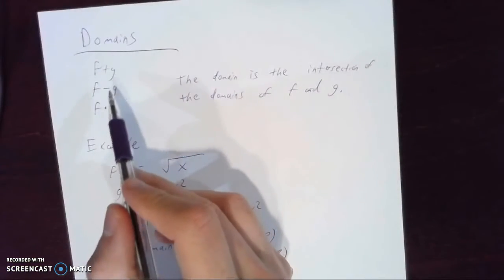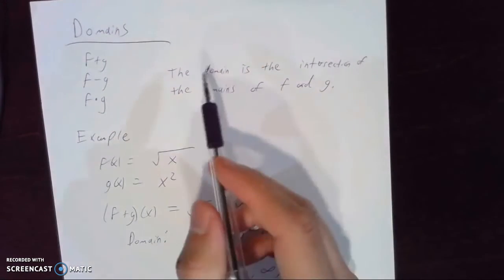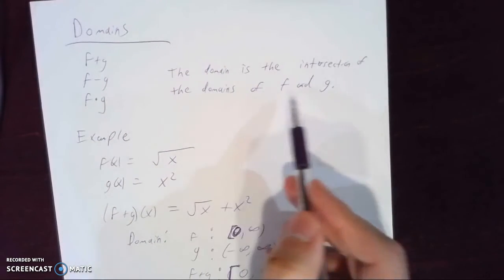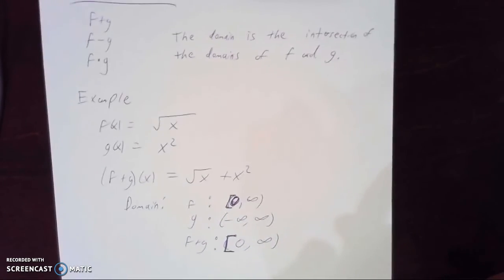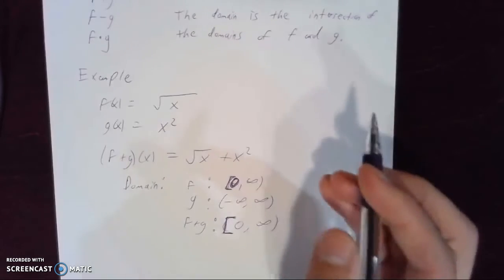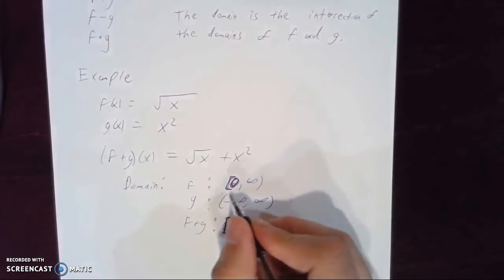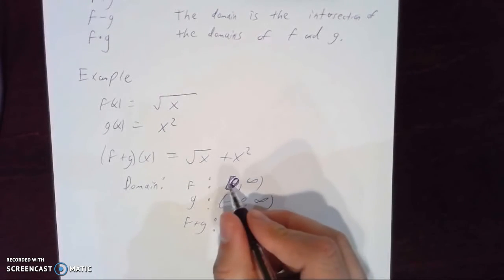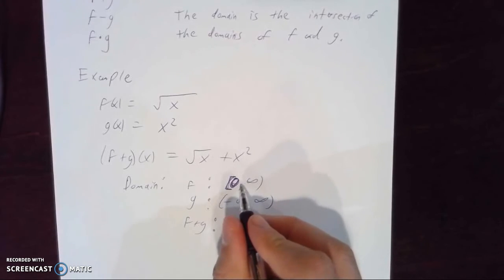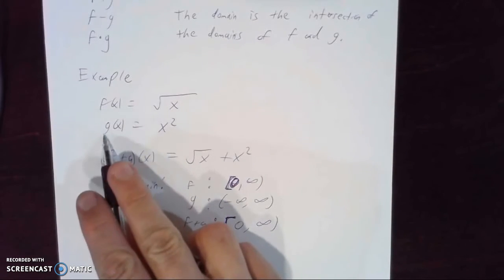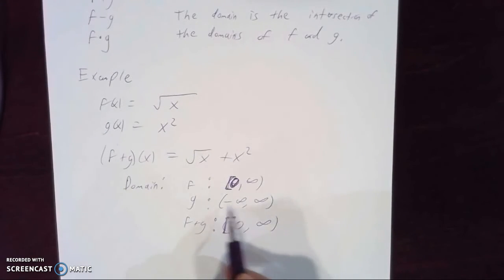Now let's talk about domains. This is where this gets a little tricky. For f plus g, f minus g, and f times g, the domain is the intersection of the domains of f and g. So as an example, if f of x is square root of x, that has domain 0 to infinity with a bracket on 0. I messed that up earlier. g of x is x squared. That has a domain of minus infinity to infinity.